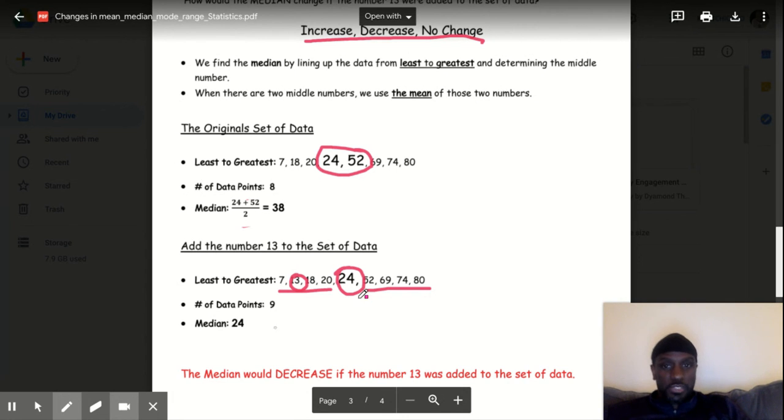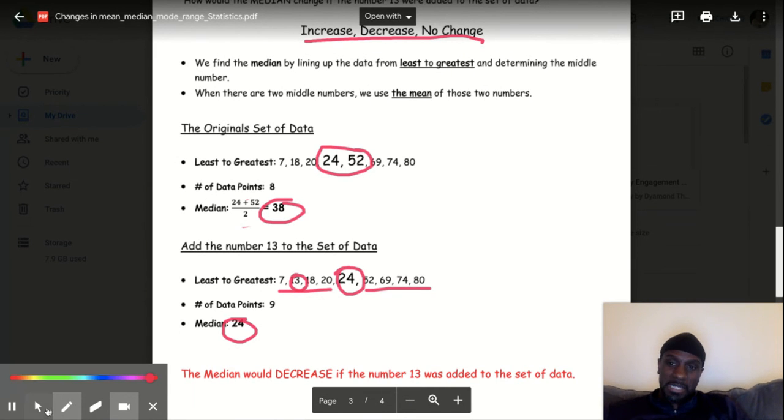The median is 24. The middle number is 24. So it was 38. The median was 38. It became 24. So they said, would it increase, decrease, or no change? Looks like it went from 38 to 24. That is a decrease. The median decreased. The median would decrease if the number 13 was added to the set of data. So I did that. I'm done.